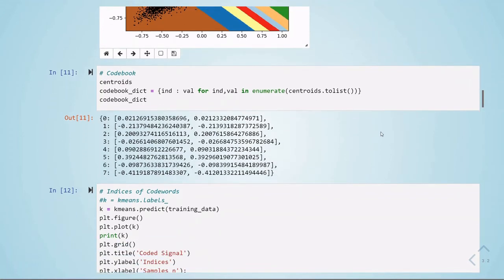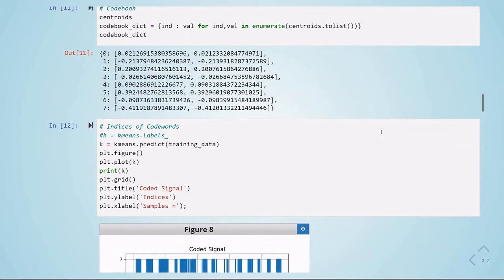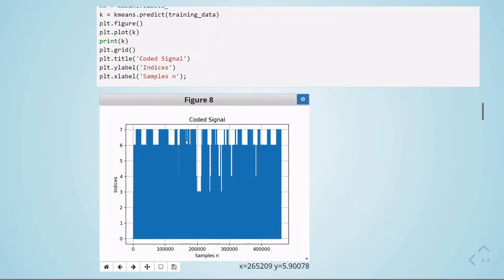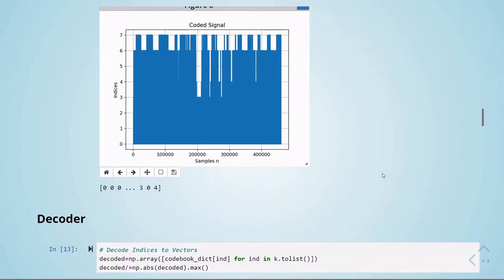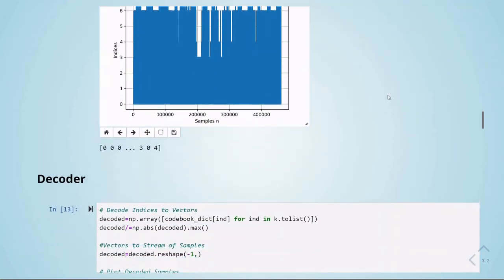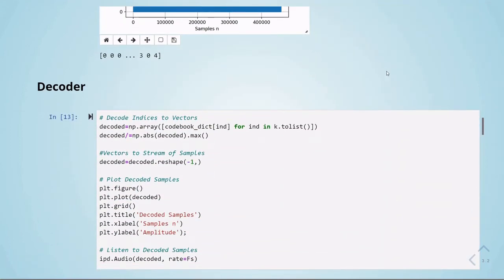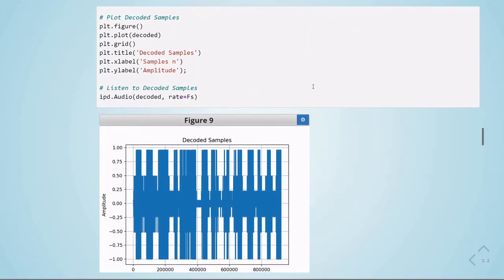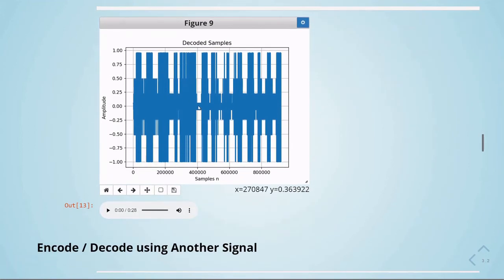Okay. So now we take indices of our code words. Now our coded signal would look like this. So we are using the nearest neighbor rule. All the vectors that are near to this centroid will be assigned these values. So we are doing this mapping. And on the decoder, we decode indices to vectors. So this is what we are doing here.